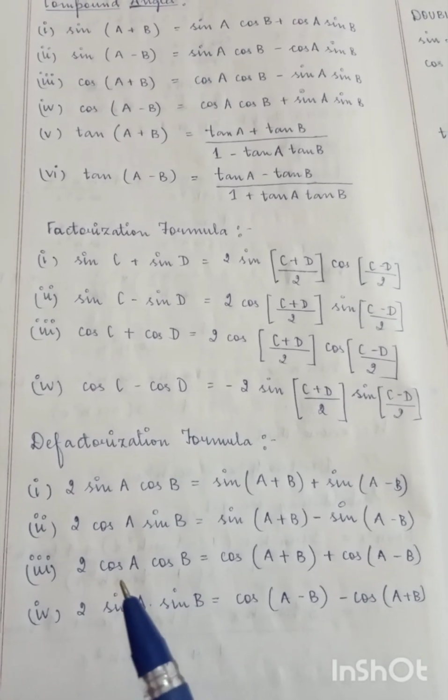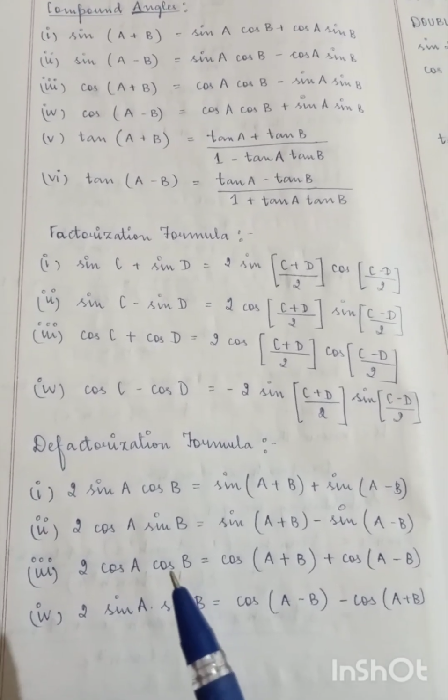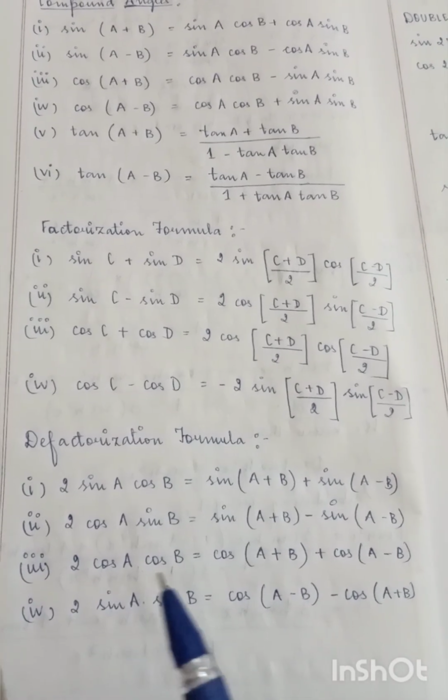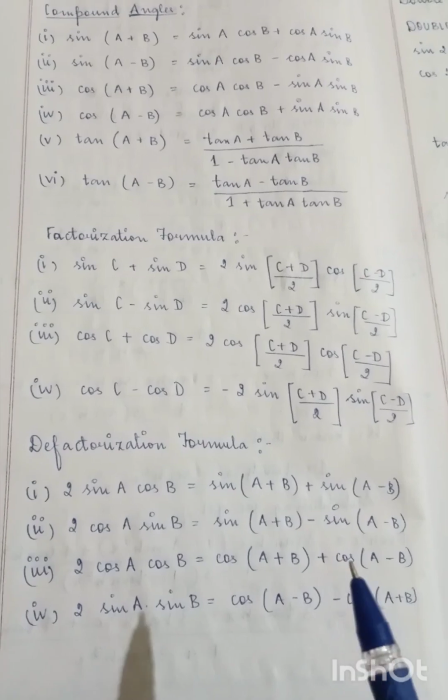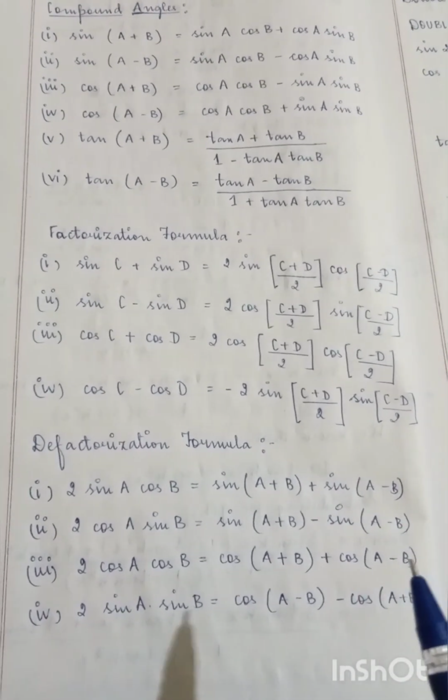Next, 2 cos A cos B. Here both of them are cos, so there would be no change in sign. So, it is cos of A plus B plus cos of A minus B.